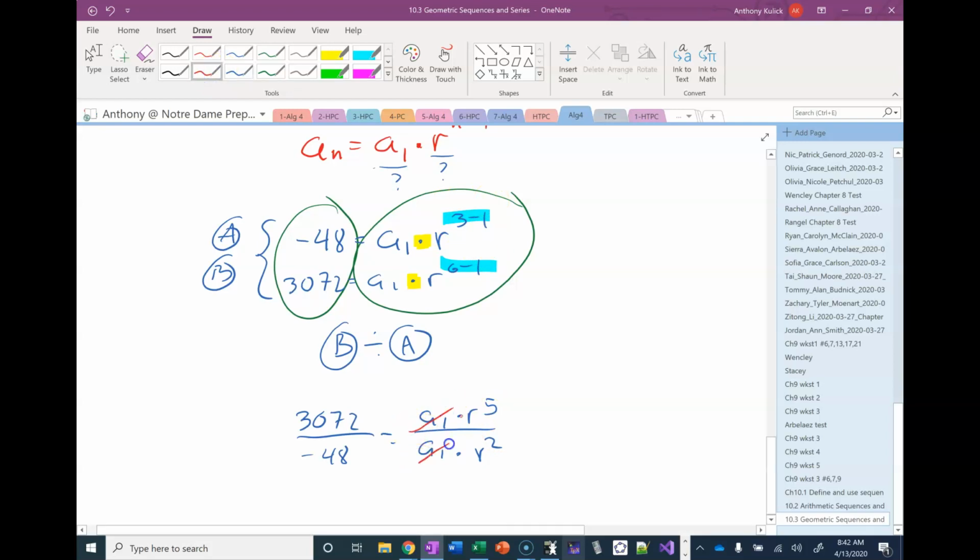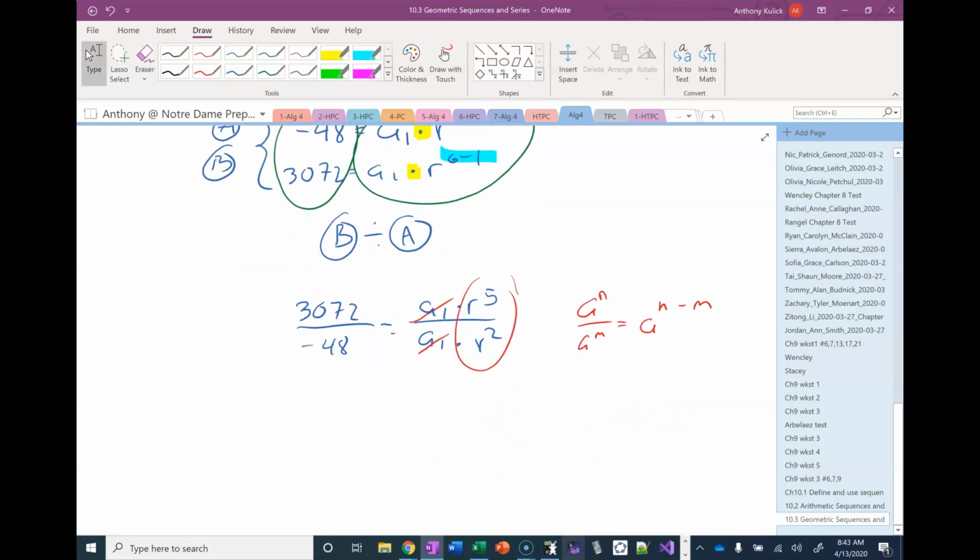So I notice here that the a1s are going to cancel out. Then if I look at my r's, this is a rule for exponents, right? We said a to the n over a to the m is equal to a to the n minus m. So here I have 3072 over negative 48 is equal to r to the 3rd.